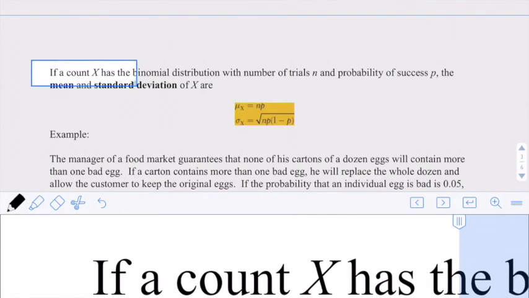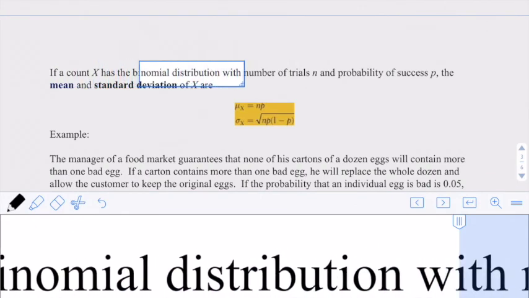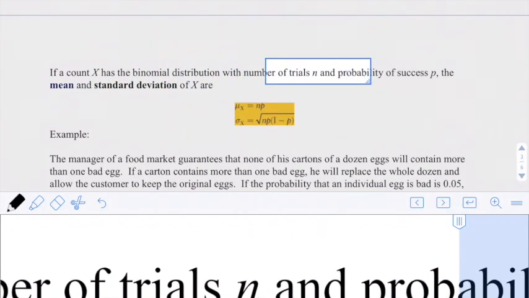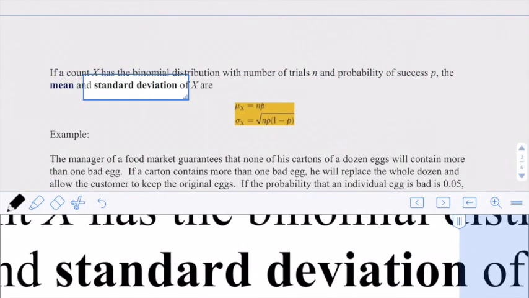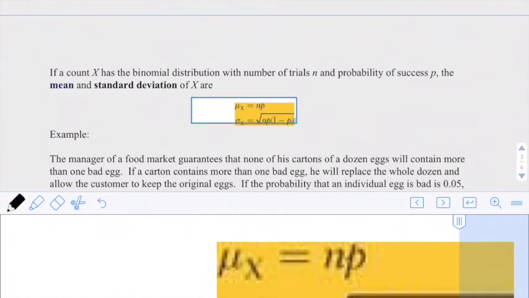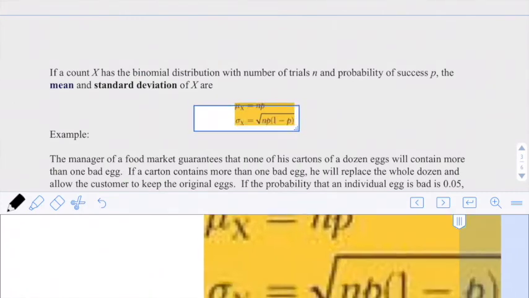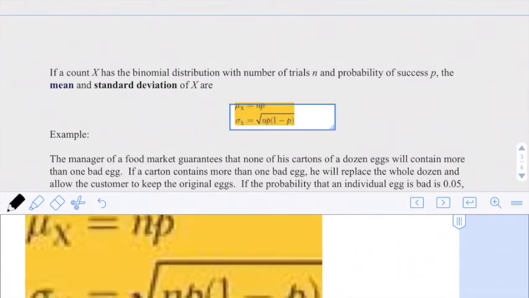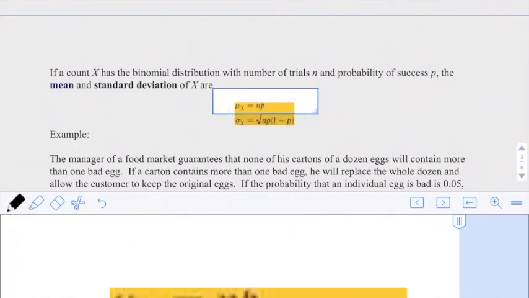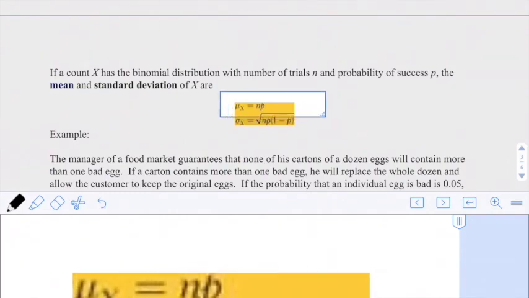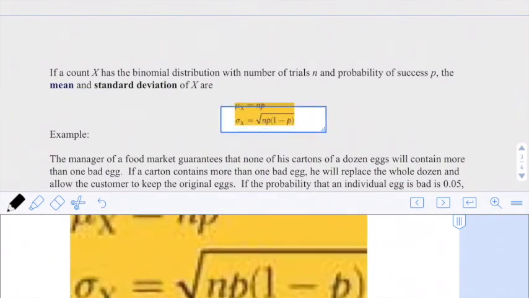If a count x has the binomial distribution with the number of trials n and the probability of success p, the mean and standard deviation of x are, well, there's mu, n times p, and the standard deviation, square root of np(1 minus p). This is all something that you'll have on your formula sheet, so you don't even have to memorize it.